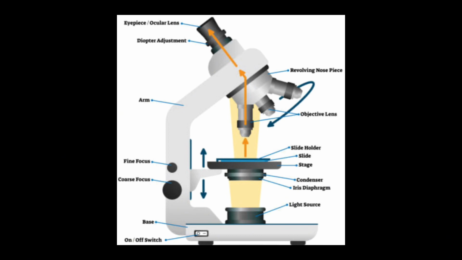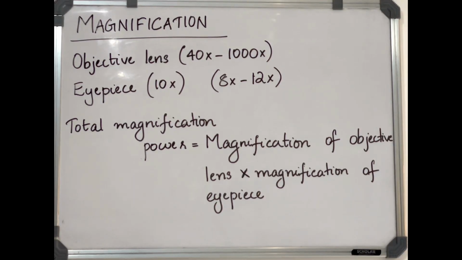And on top of the microscope is the eyepiece or the ocular lens. This is used to further magnify the image that is produced by the objective lens so that we can view the image comfortably. So these are the main parts of the bright field microscope.